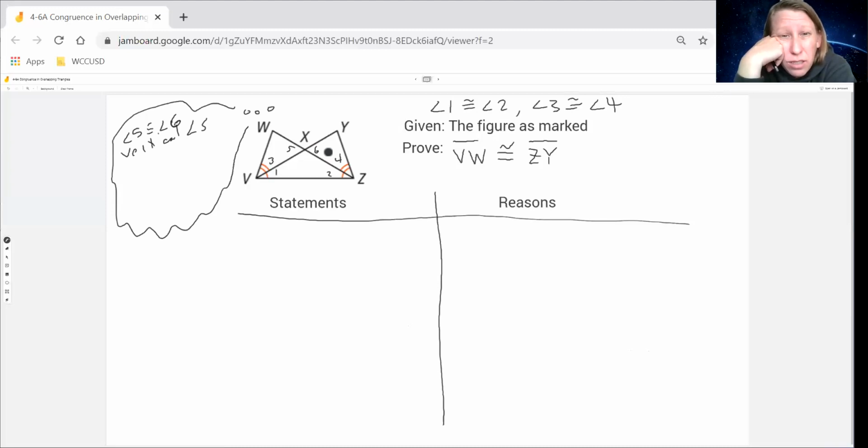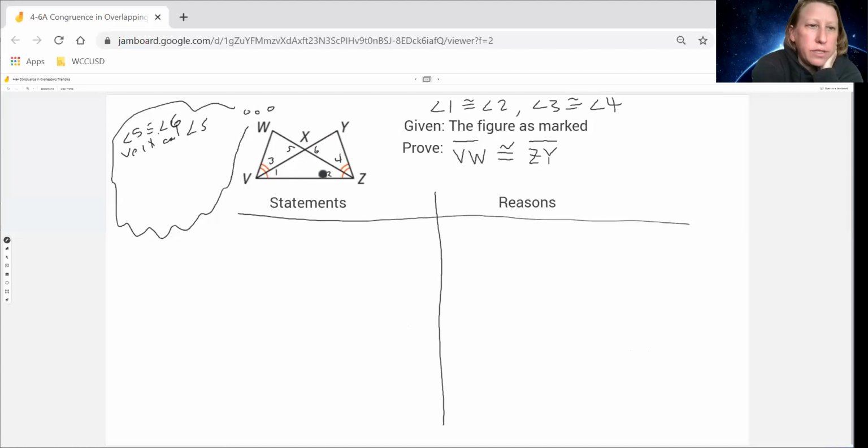Okay. What am I trying to prove? I'm trying to prove that line segment VW is the same as line segment ZY. But I don't have any markings for any of the sides. And that's not good because there's no angle, angle, angle theorem. So I need at least one side. Where do you guys think we can get a side from? Good. This side is congruent to itself.